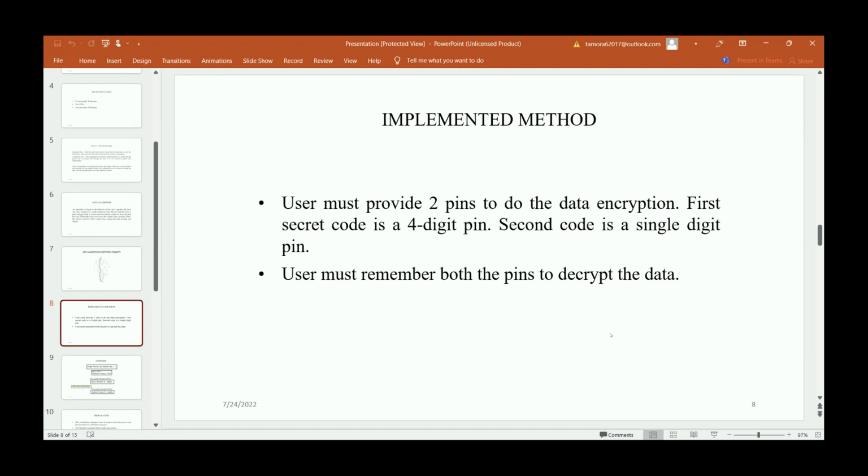Why should we have 2 pins? It is just for additional security, to make the algorithm stronger. If somebody is trying to hack or decrypt the data, these 2 pins make it stronger because the number of combinations goes higher. That's the idea behind using the 2 secret pins. So the user should remember both pins to decrypt the data.